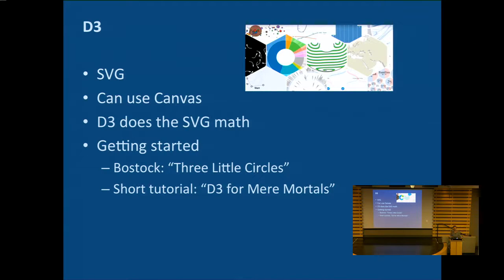Well, that's what D3 does. It takes domain data and converts it to pixel positions on the screen so that you can draw circles and lines and make data visualizations.